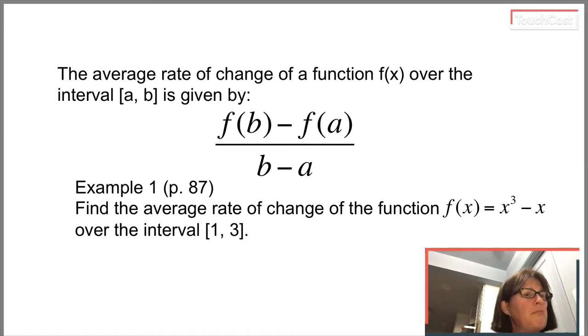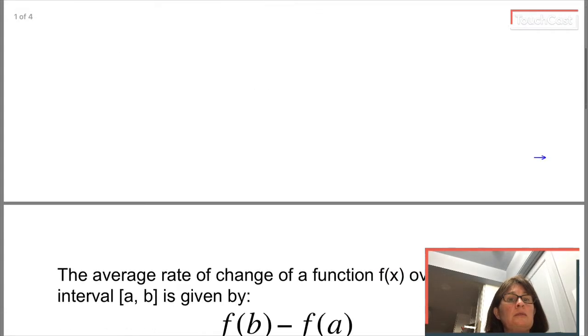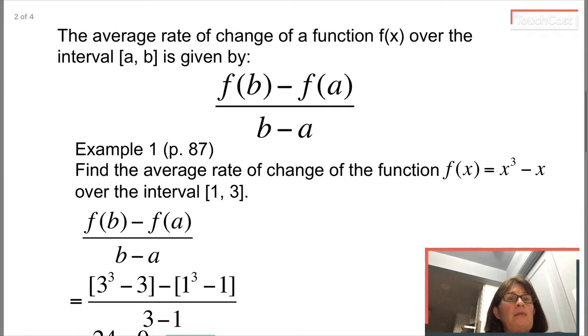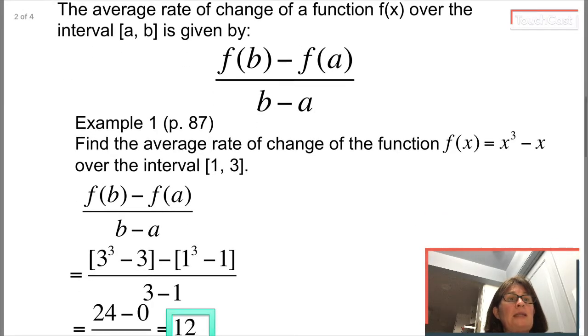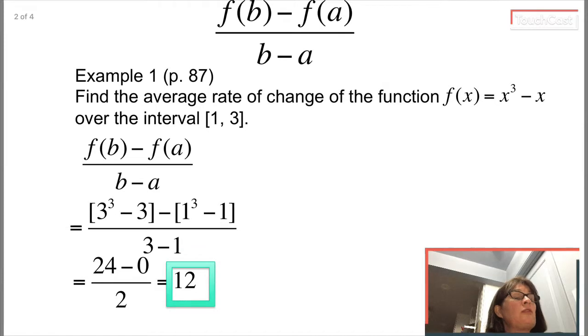So maybe you'll get a question like this example. If you did, you'd think you were super lucky, because there's not really that much calculus in it yet. But you might be asked to find the average rate of change of a function on an interval. So you're going to perform this computation: f of b minus f of a over b minus a. In this case, f of 3 minus f of 1 over 3 minus 1.